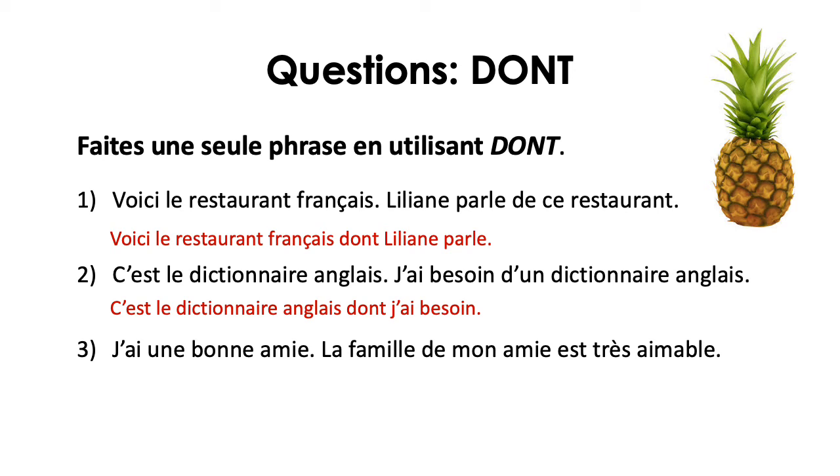Number 3. J'ai une bonne amie. La famille de mon ami est très aimable. Now this one is not so much a question of a verb being followed by the preposition de, but here we're going to actually replace this expression here. So, la famille de mon ami. And this is what it's going to look like. Oh, pardon, that should be dont. I will correct that. J'ai une bonne amie dont la famille est très aimable. I have a good friend whose family is very friendly.